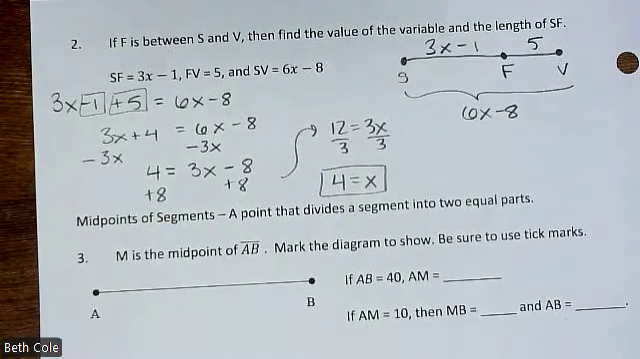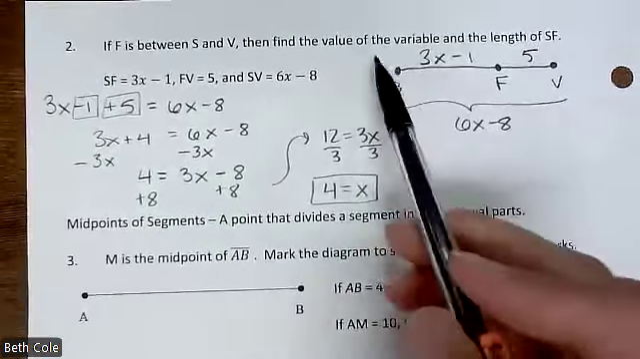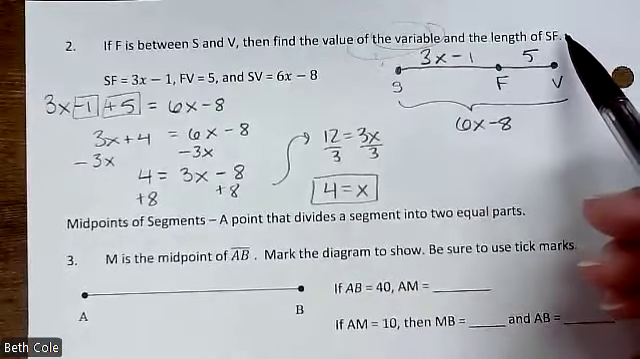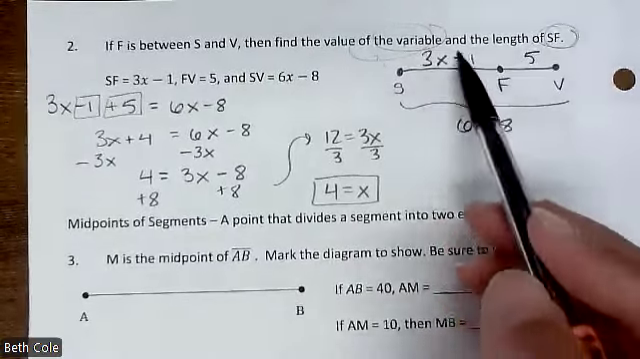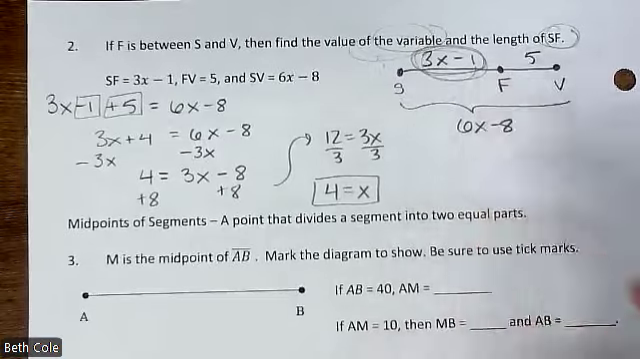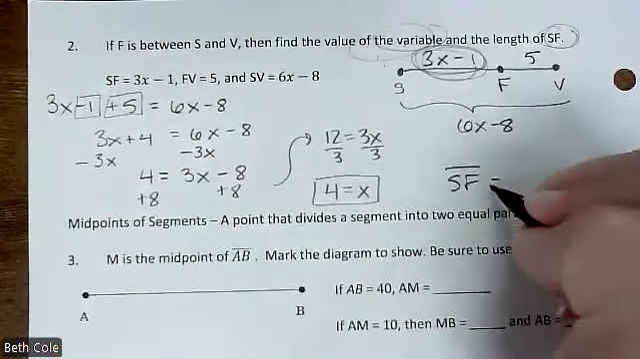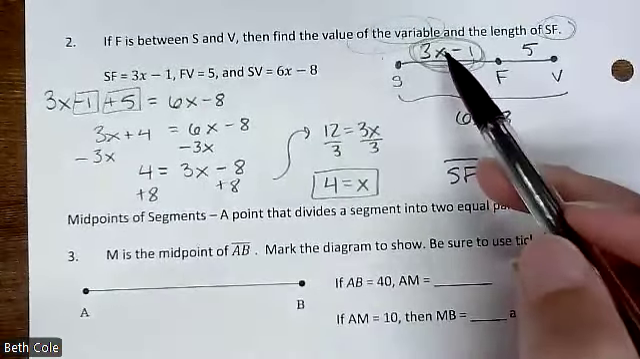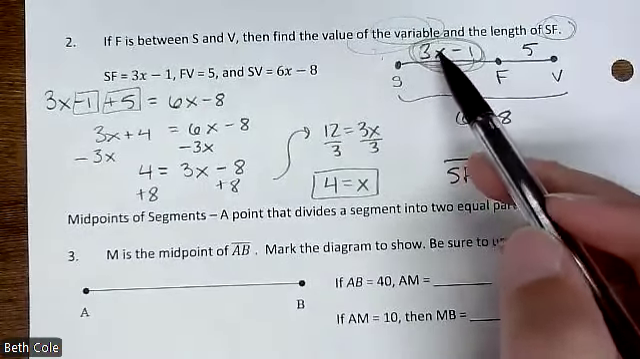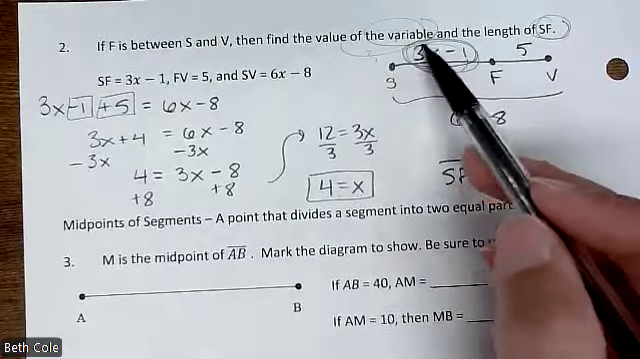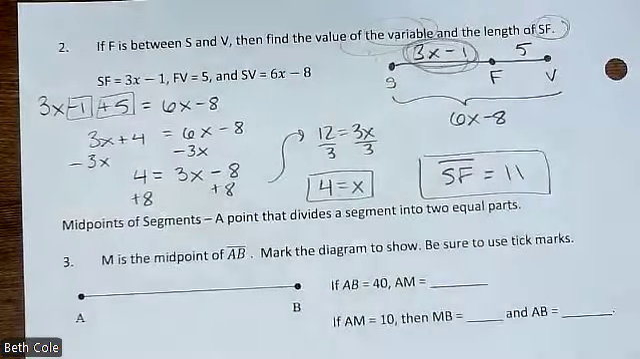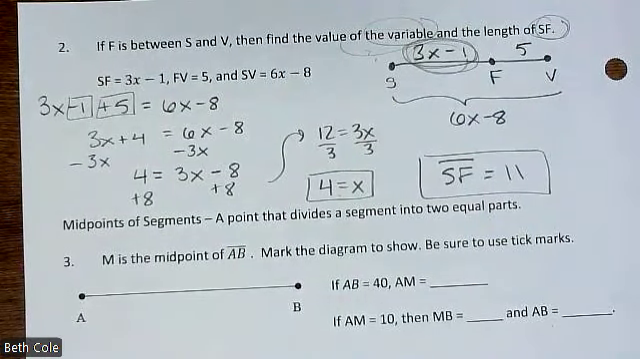But then again, sometimes they want you to plug that 4 back in and find something else. You have to read. Find the variables. We just did that. That's x equals 4. And the length of SF. So this one is SF. You would just plug 4 back into that. And who said 11? Good job. Let me get everybody else there. You would do 3 times 4, which is 12, minus 1 is 11. Good job. So just make sure you read the directions.